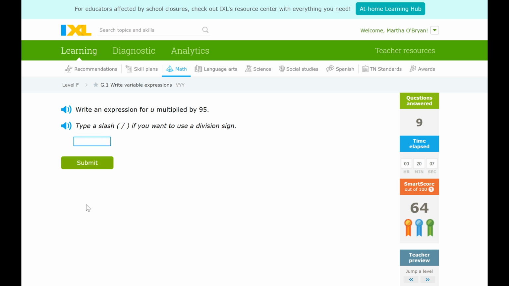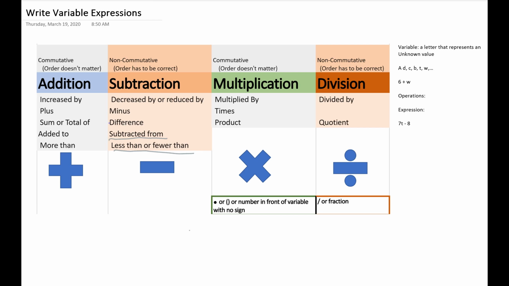If you need to, I'm going to show you this chart one more time. So if you need to, pause the video now to copy down any of these words that you think will be helpful to you.